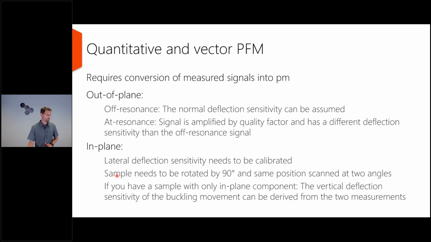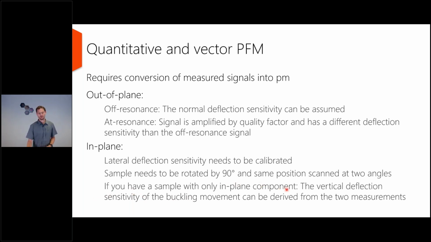If you want to have it fully in-plane, you need to rotate your sample by 90 degrees and try to find the same position on the sample. Try to get some topographical features in it so that you can nicely recognize that you are at the same area. Then you have the lateral deflection in both orientations, and you can get the total in-plane deflection out.